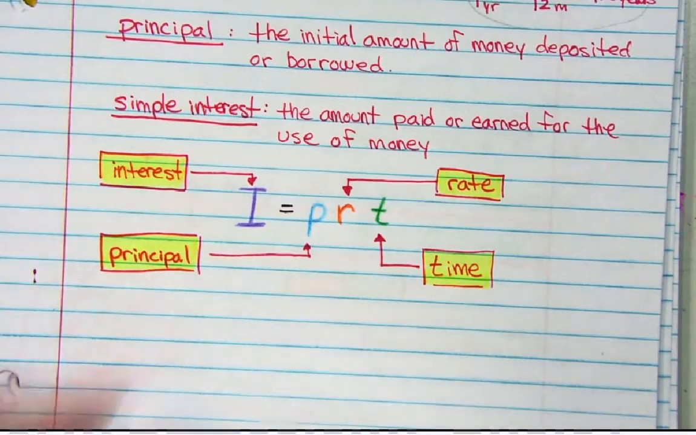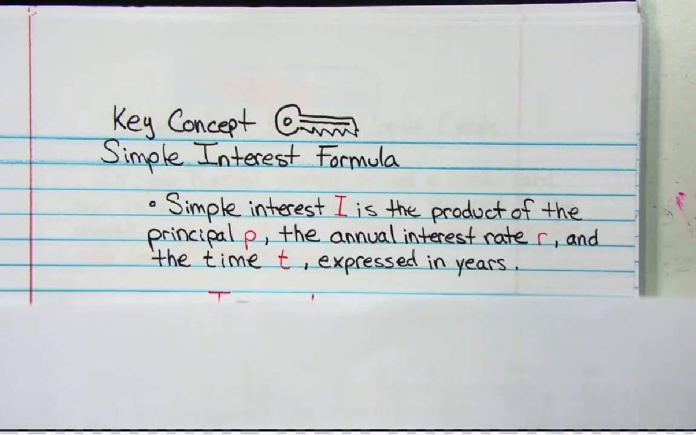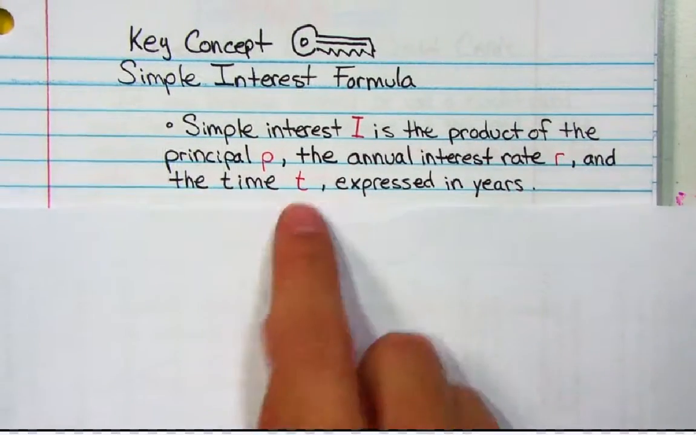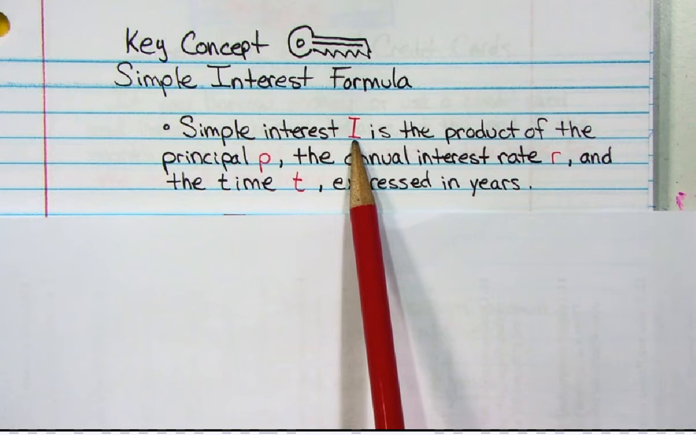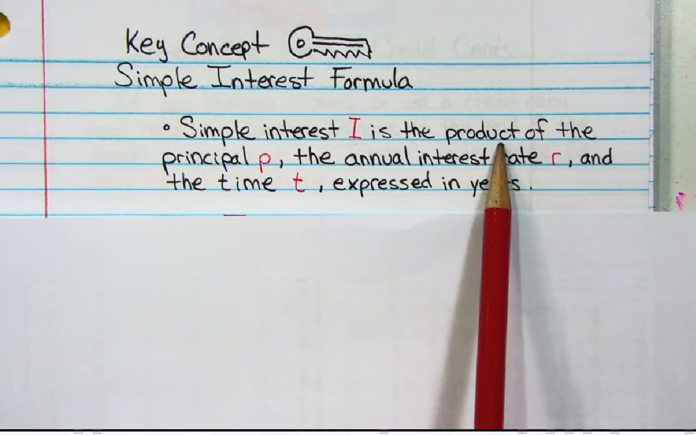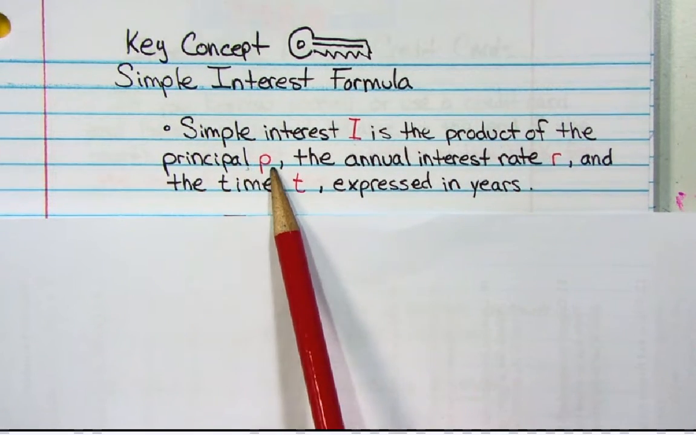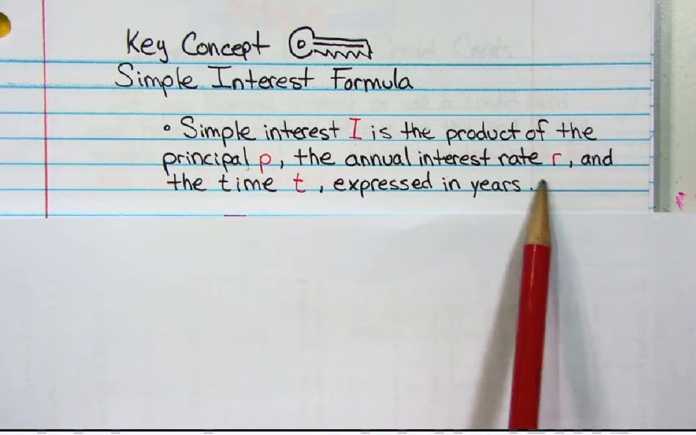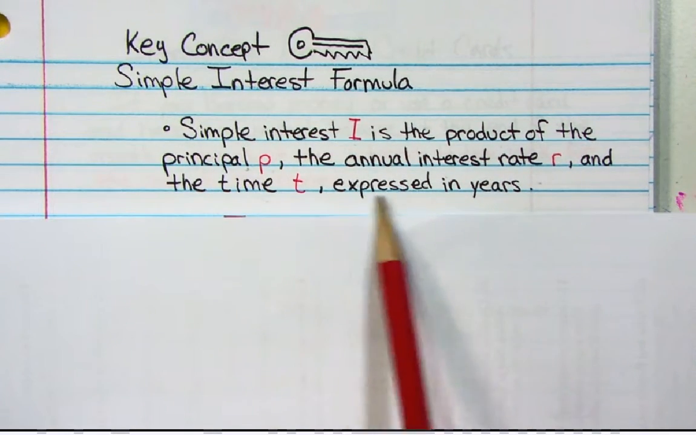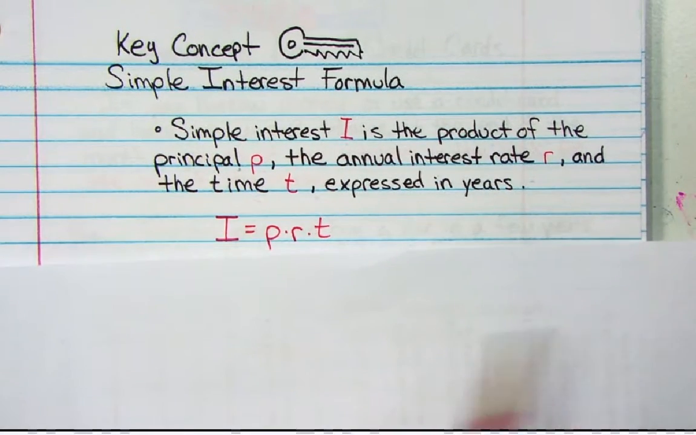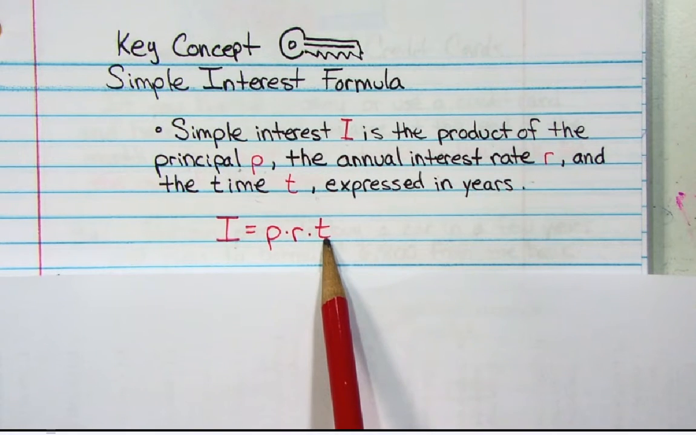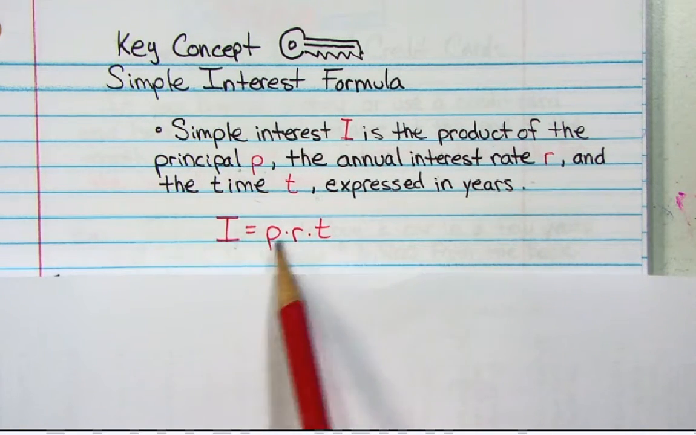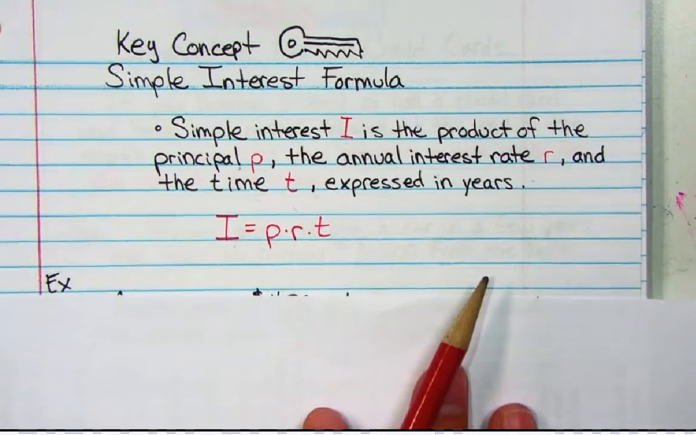Okay, let's take a look at some more examples. Here's a key concept. This whole thing that you just wrote down, let's explain it. The key concept of the simple interest formula: the simple interest I is the product of the principal, so you multiply the principal, the annual interest rate, R, and the time expressed in years, T. So that's what you already wrote, but interest is equal to principal times rate times time. Time is in years, rate is a decimal, and principal is just whatever you started with.